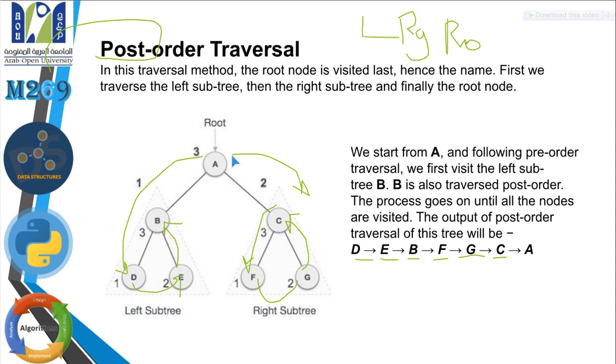And then at the end we add the root of the whole tree, which is the A. So A is at the end of the visited list, and that is the post order.